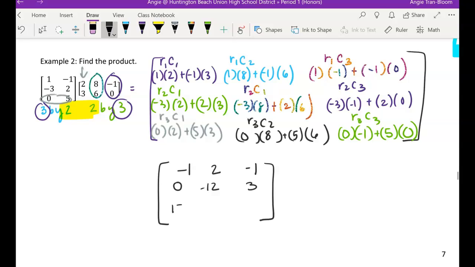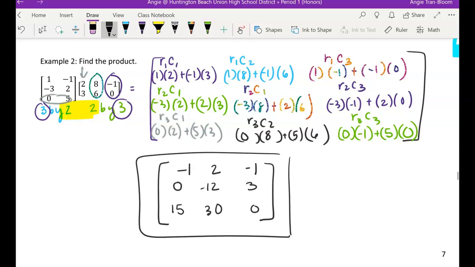0 plus 15 is 15. 0 plus 30 is 30. And 0 plus 0 is 0. So your final answer is that. And that's how you multiply, baby.